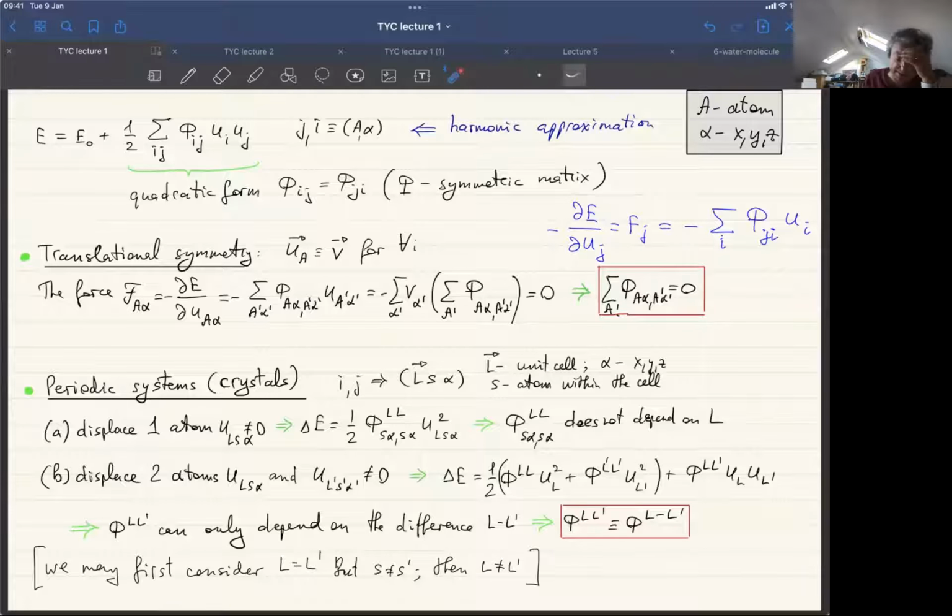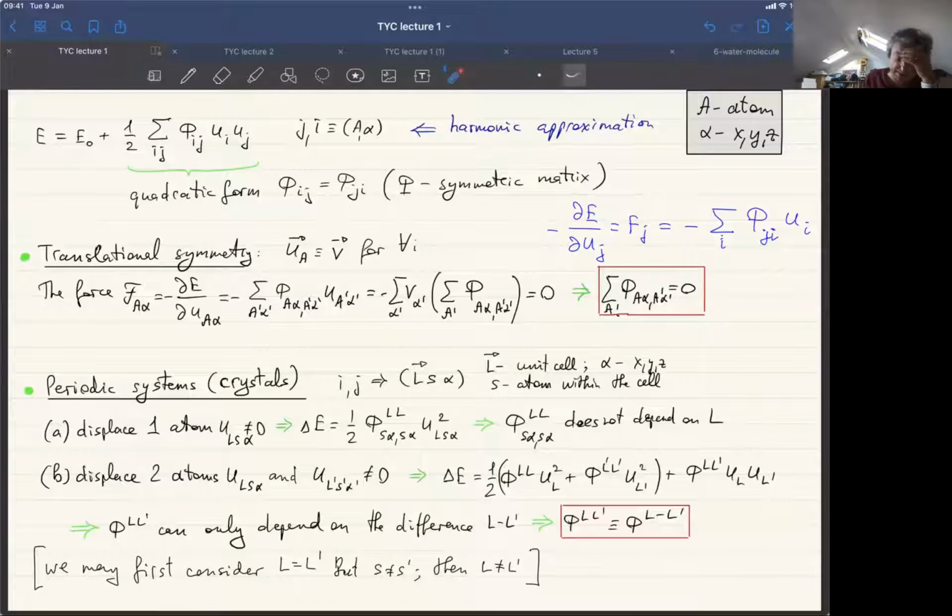The energy will change because we shifted an atom. But let's ask ourselves whether that energy would depend on that capital L, because capital L designates the unit cell in which our atom was shifted. Would it depend on that cell? Or if I take another atom from the nearest unit cell and shift that atom instead, would the energy be different? Of course not. The energy would be the same. It should not depend on the particular cell.